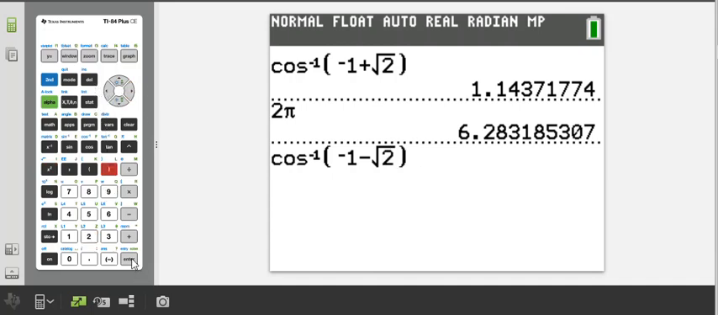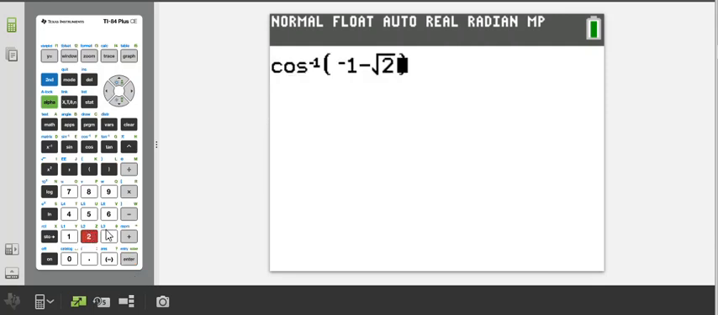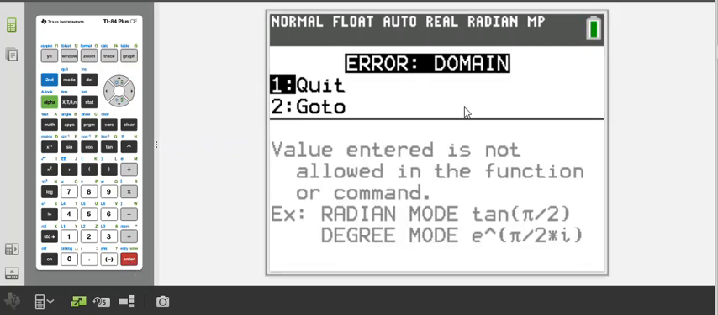Okay, so let's see what this gives us. Oops. Let me see, did I enter that wrong? Looking at it, I have this entered correctly. So what's going on here? We're getting a domain error.